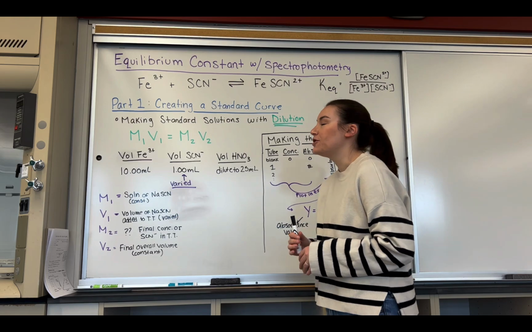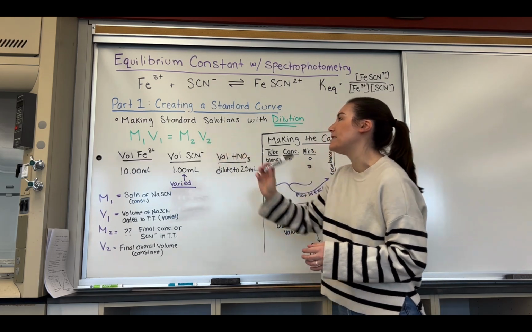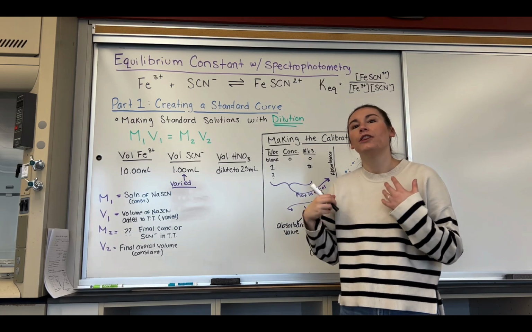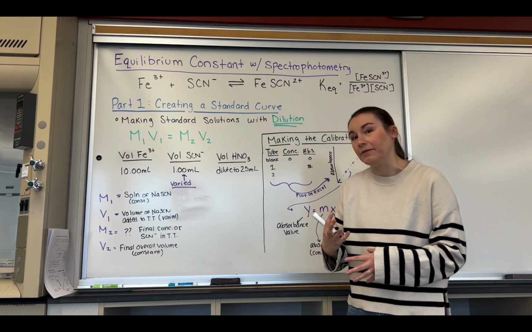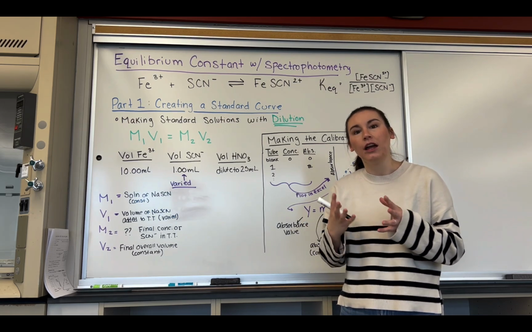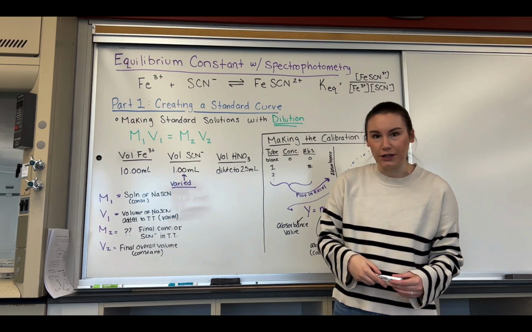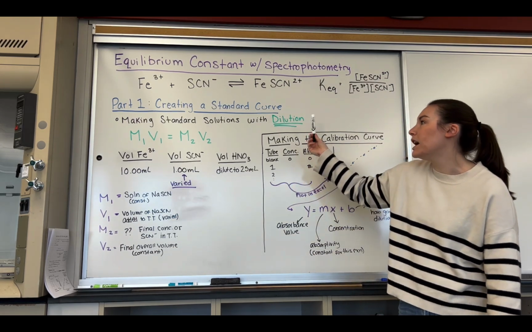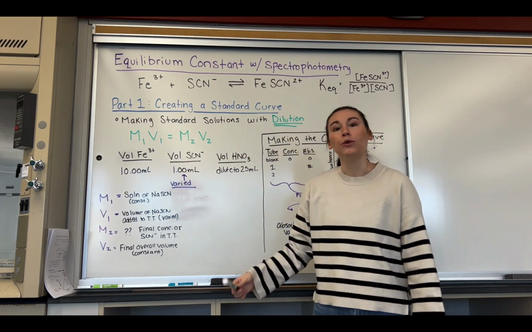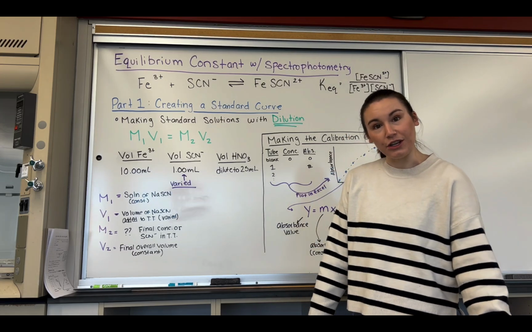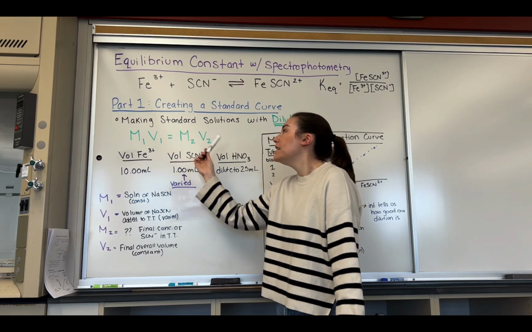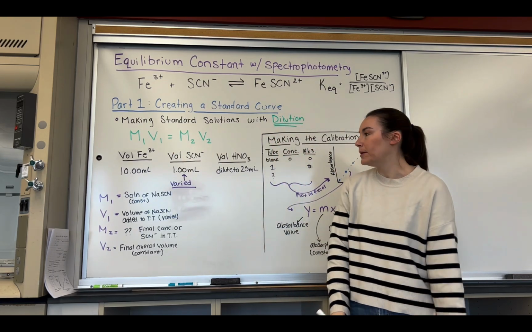In order to create our standard curve, the first thing we have to do is make our standard solutions using dilution. They're standard solutions because we know their concentrations with a lot of confidence. And as we'll see, we'll use a lot of volumetric glassware in order to find those definite concentrations. As you may remember from Gen Chem 1, a dilution uses the equation M1V1 = M2V2, where M stands for the molarity or the concentration, and V stands for the volume.